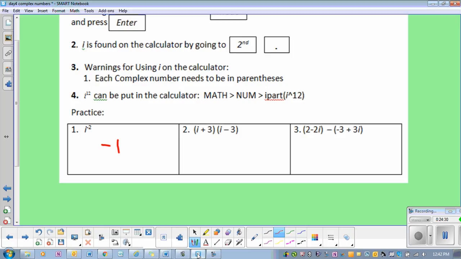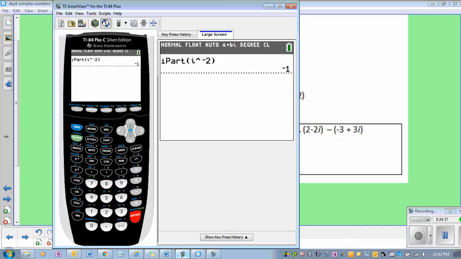All right, but you have this too. So try number 2. Put it in exactly the same way as shown there. So i plus 3 in parentheses, and then i minus 3 in parentheses. What do you get? Negative 10. Good. And you can double distribute this and you'll still get negative 10.